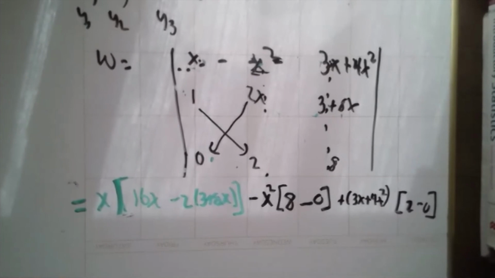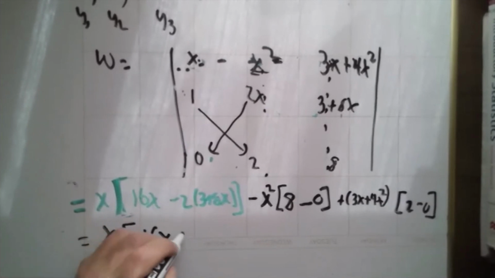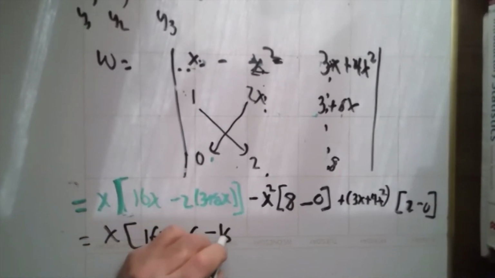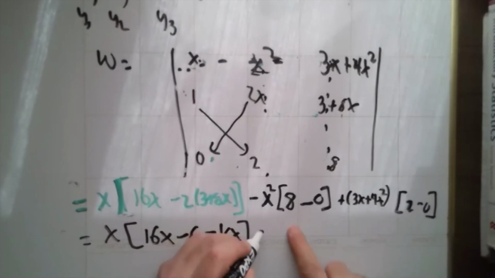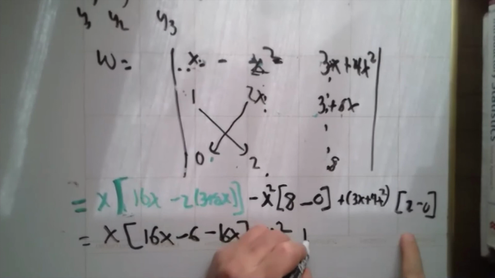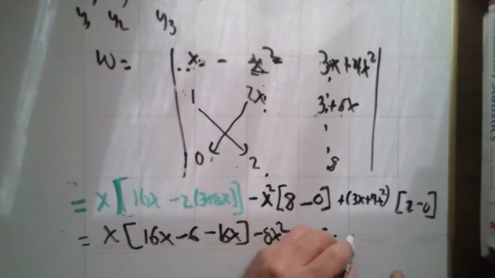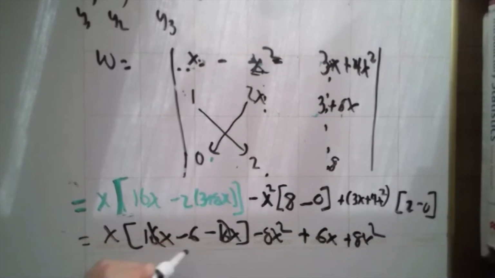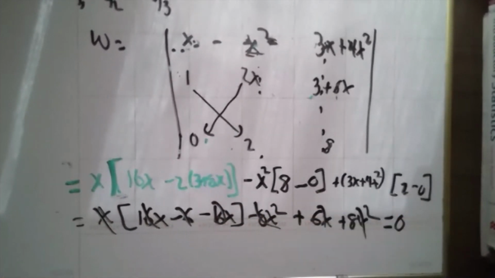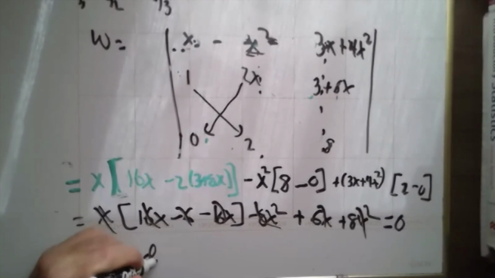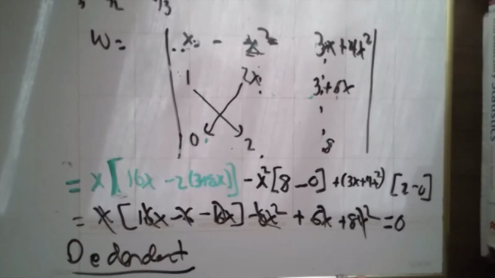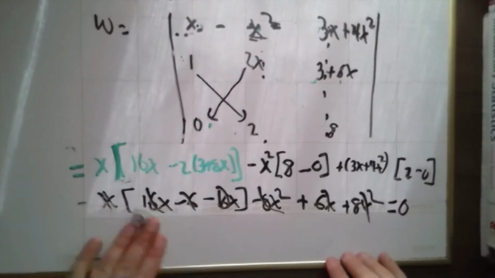Okay, the mistake was right here. Let's clean this up first. So this would be 16x minus 6 minus 16x minus 8x squared. Distributing here, plus 6x plus 8x squared. These two cancel. I get negative 6x and 6x, negative 8x squared and 8x squared. We get 0. This set is linearly dependent. That's the bad one.